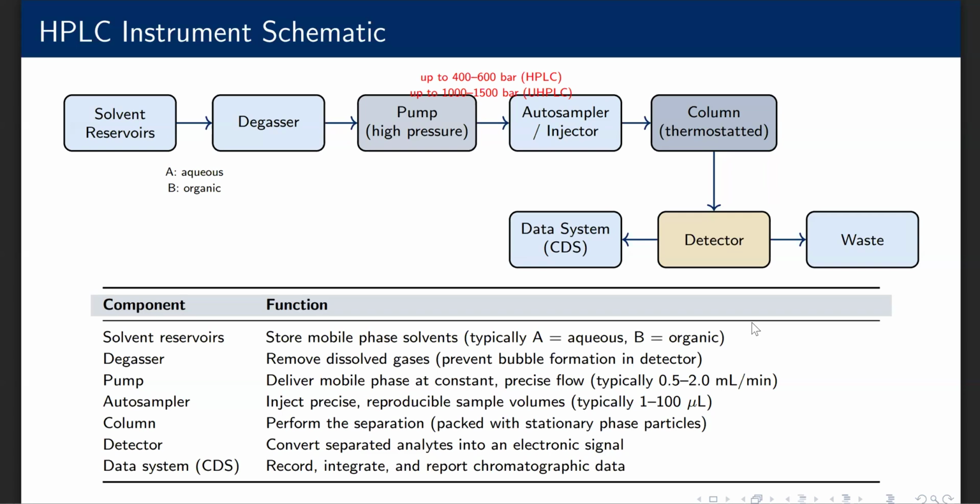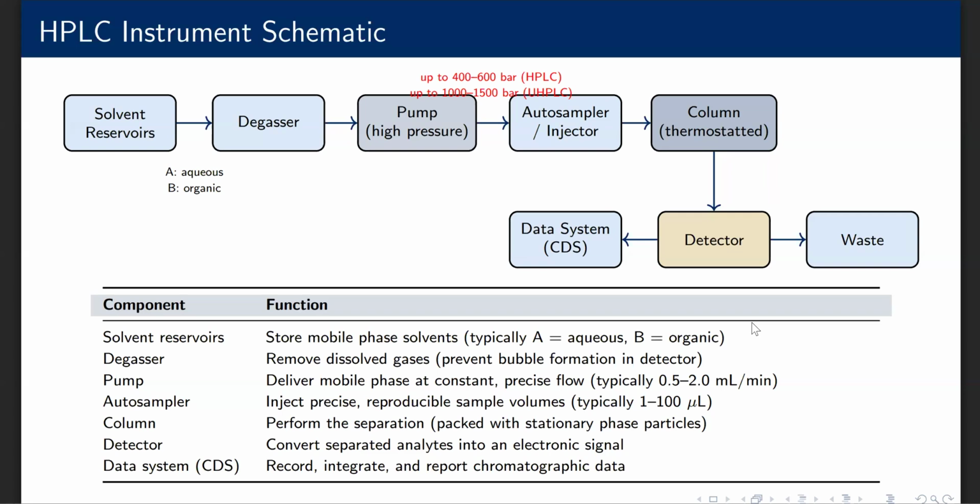The auto-sampler injects a precise volume of sample, typically 1 to 100 microliters, into the fluid stream. The column is where separation actually occurs. It's packed with stationary phase particles and usually thermostated for reproducibility. The detector generates a signal proportional to analyte amount. Finally, the data system records the chromatogram and handles integration and reporting.